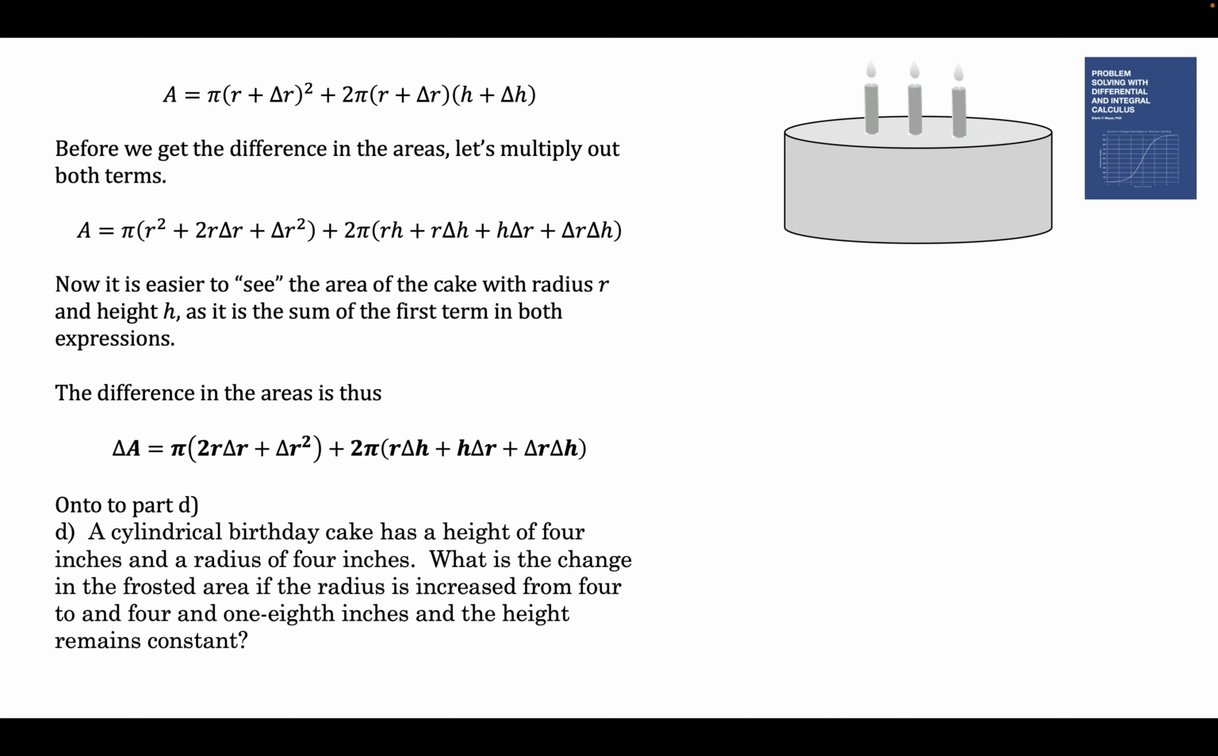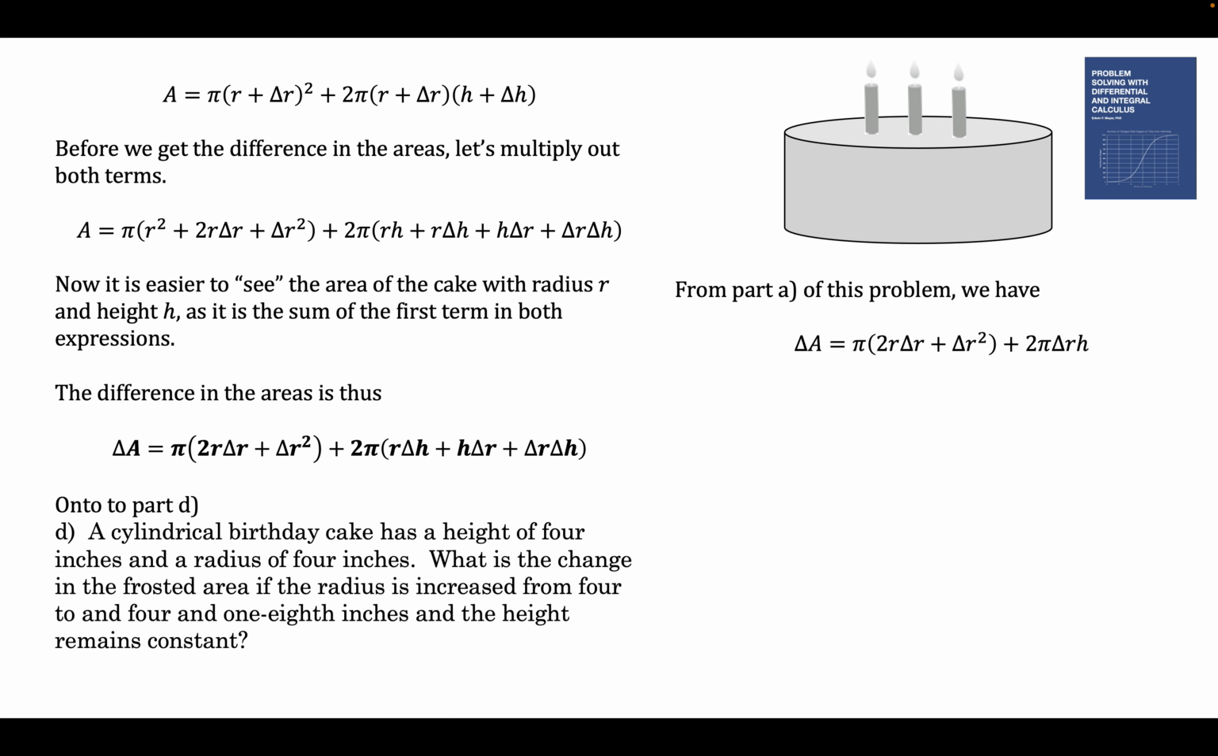Now on to part D. Now we've got to put some numbers in. It's got a height of 4 inches and a radius of 4 inches. What's the change in the area if the radius is increased from 4 to 4 1/8 inches? We increase the radius by 1/8 of an inch, and we keep the height constant.